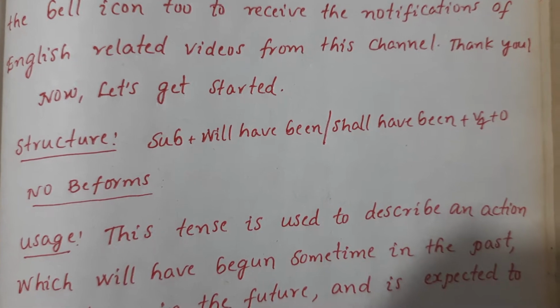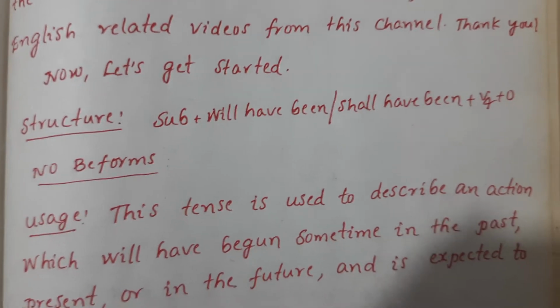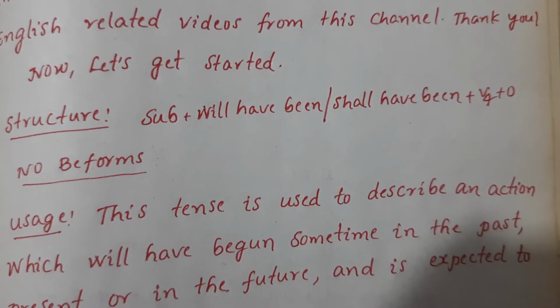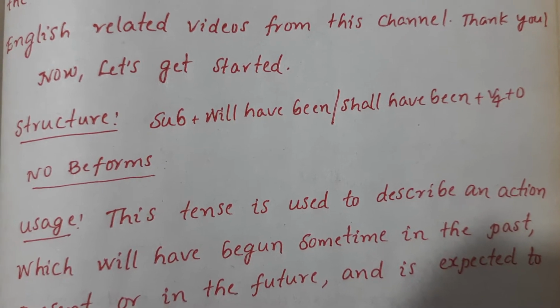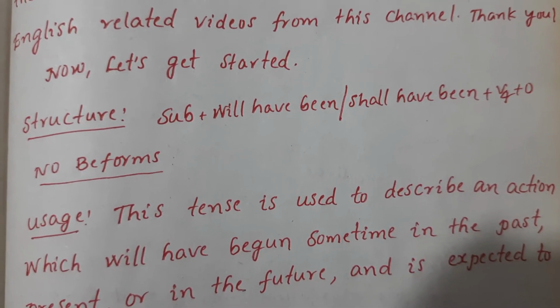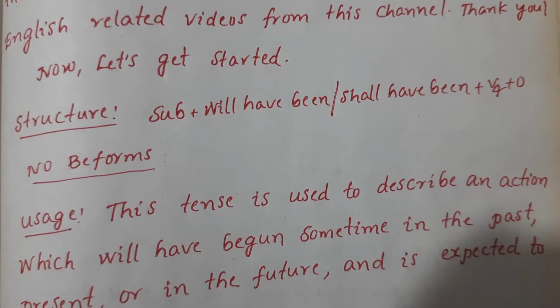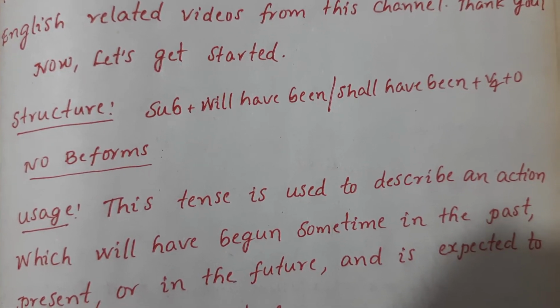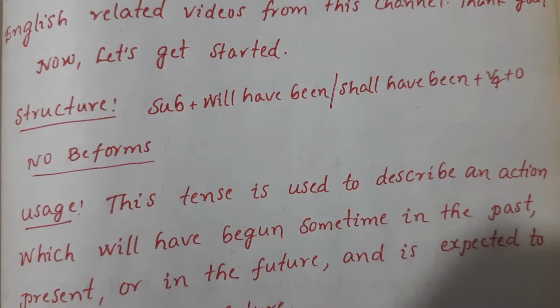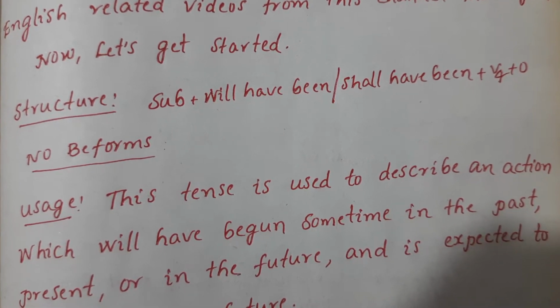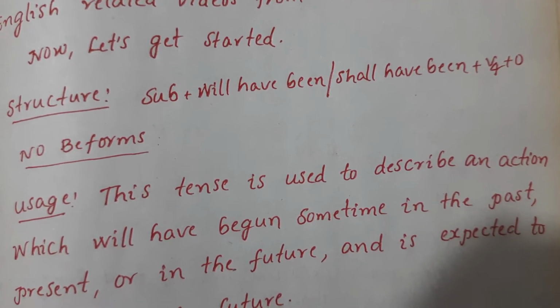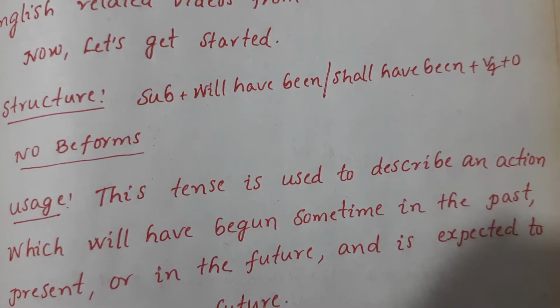No B forms for this structure. All the perfect continuous tenses have no B forms. Present perfect continuous tense, past perfect continuous tense, and the future perfect continuous tense have no B forms, and future continuous tense or future progressive tense also has no B forms. So totally out of 12 tenses, 4 tenses have no B forms.